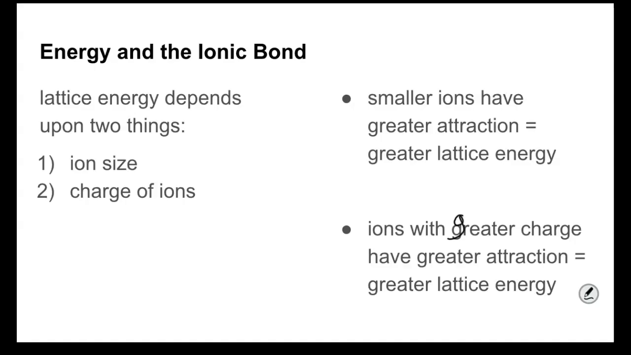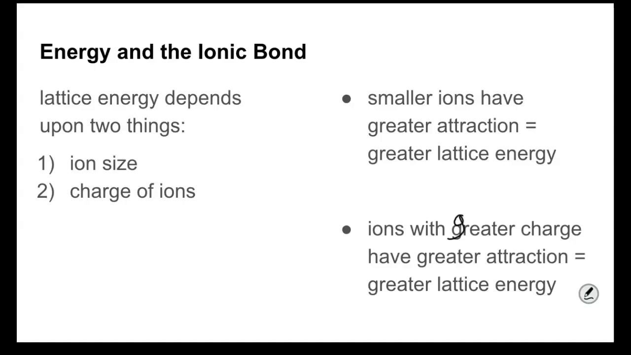Okay? So smaller ions, you guys, are going to have a greater attraction, so they're going to have a greater lattice energy. If you think about smaller ions, there's going to be less distance between the nucleus of one atom with its positive charge attracting the negative electrons of the next atom. So they're going to have greater lattice energy. There's a stronger attraction. It's harder to pull them apart.